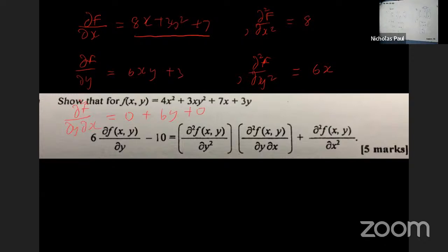And now I'm going to plug it in the formula. I'm going to plug it in the formula on the right-hand side first, right? So I'm going to get the second derivative with respect to y, which is 6x, with respect to xy, which is 6xy plus 3, plus with respect to x squared. That's it.